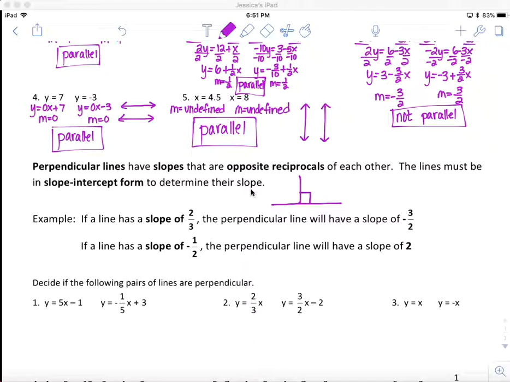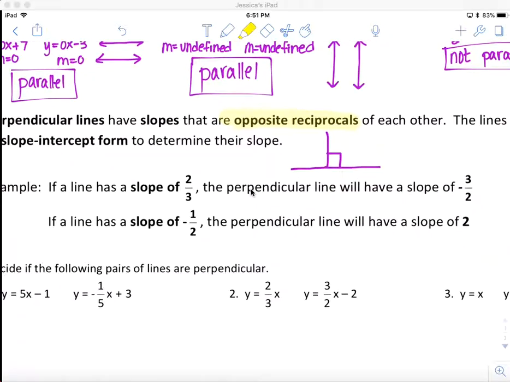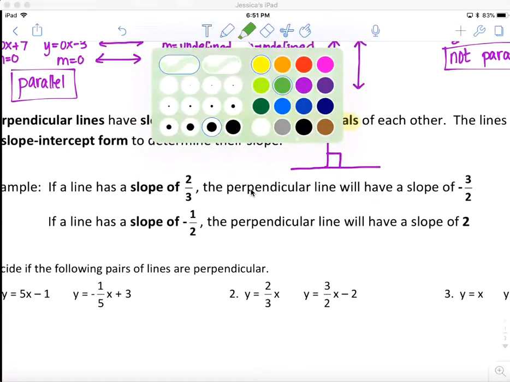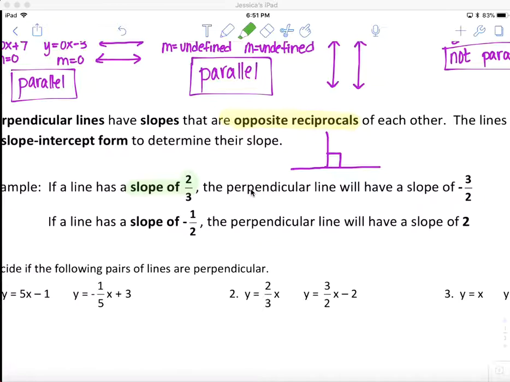So, from our song, perpendicular, here's their story, opposite, reciprocal, that's their glory. Here's what that means. Opposite means one will be positive and one will be negative. Reciprocal means you're going to flip it. So I've given you two examples here. If you have a slope of 2/3, the opposite is going to be negative. The reciprocal is going to be 3/2.